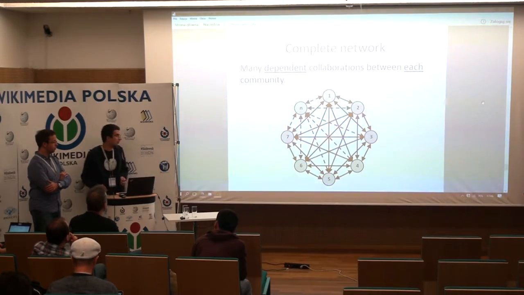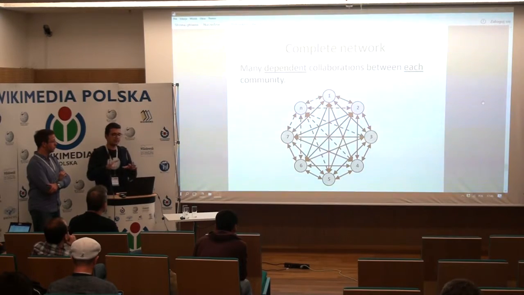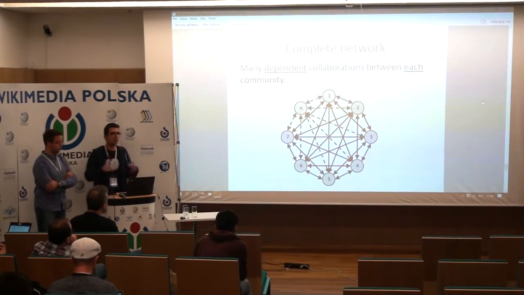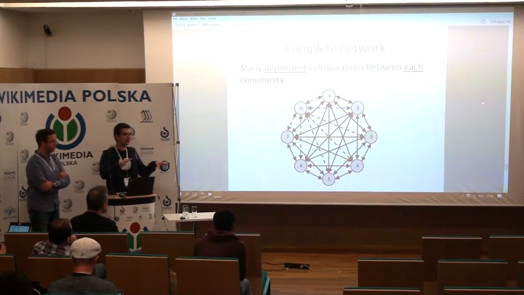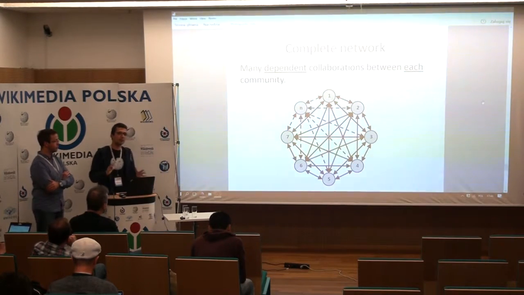The next one is called the complete network. This is a sort of modification of the ring network, with the main difference that the dependent collaborators actually make collaborations between each of them. The point is that one community aims at promoting all the other communities in the network. So there are so many collaborations here that it's a bit difficult.